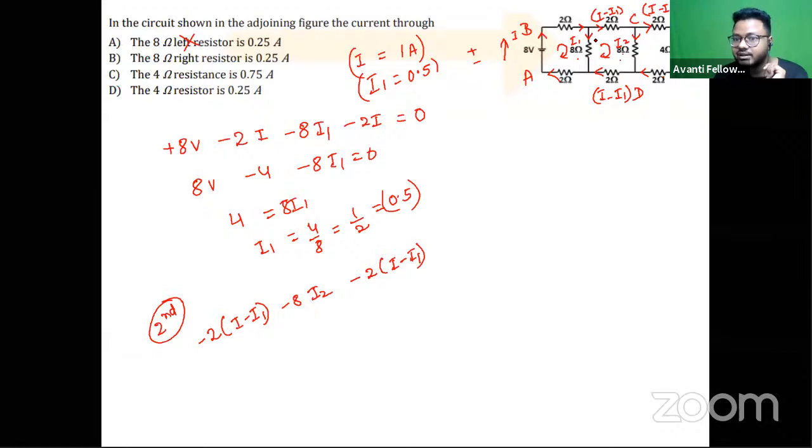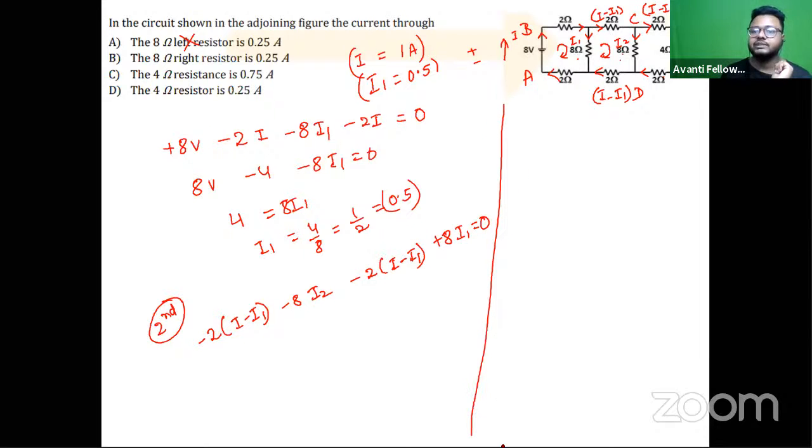Sir, how did you take it as 1 ampere? Nikanta, see, just now it's solved, right? Okay, I'll show you, Nikanta. I took the 1 ampere. I minus I1, and then plus 8 into I1 should be equal to 0. So I will show you how I took the 8 ohm. Nikanta, watch here carefully.